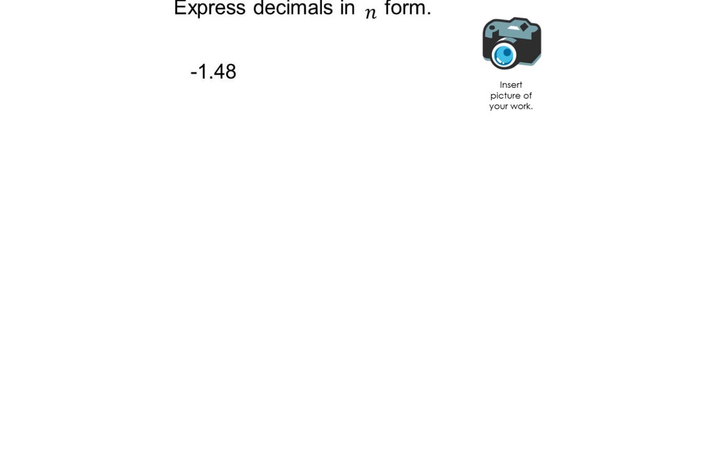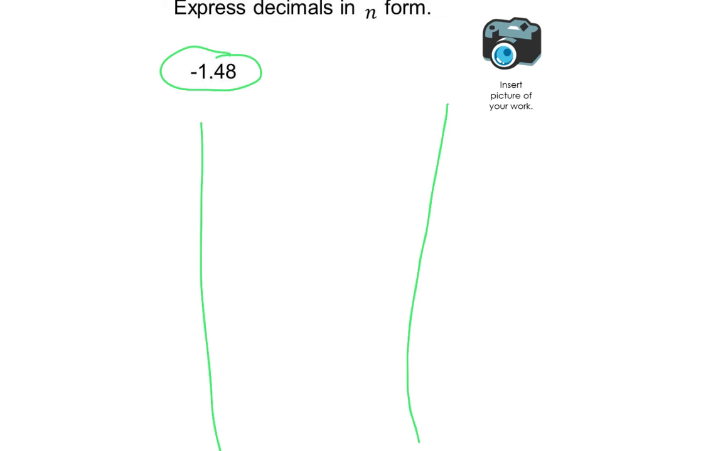Our next problem: express the decimal in m over n form, so as a fraction form. There's 3 ways we can do this, so I'm going to go through all 3 ways. Ooh, those are ugly lines. All right, one way is to put it over 1. The exact same number over 1. All right, but we're obviously not done.